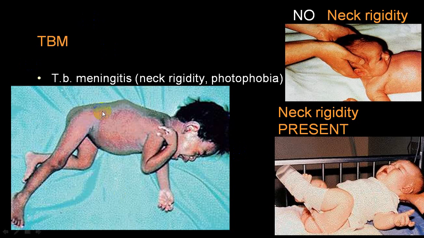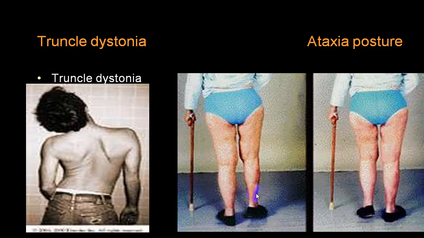In tubercular meningitis, very frequently he will have photophobia and might even have opisthotonus. Neck rigidity may be positive. Neck rigidity will be very commonly seen in case of tubercular meningitis, tetanus, those conditions. You can have an abnormal posture in a truncal dystonia.